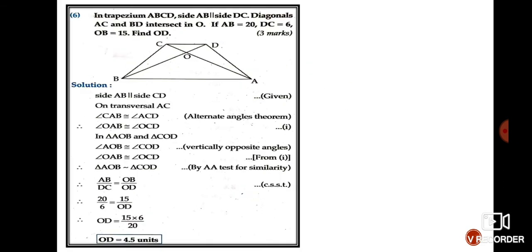We go to the sixth sum. In trapezium ABCD, side AB is parallel to side DC and the two diagonals intersect in O. Now if AB is 20 and DC is 6, OB is 15, find OD.